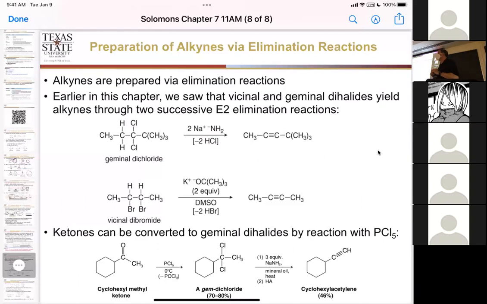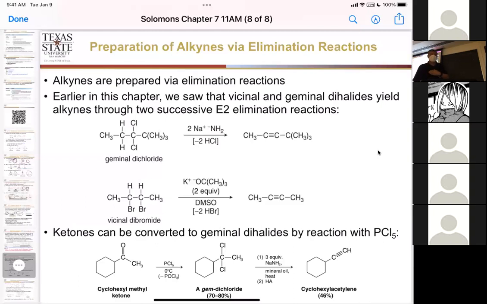And once you get your geminal dichloride, all you have to do is add two equivalents of sodium amide to generate your alkyne. Okay, so it's the same reaction here, except we took one step back and converted this carbonyl compound into a geminal dichloride.